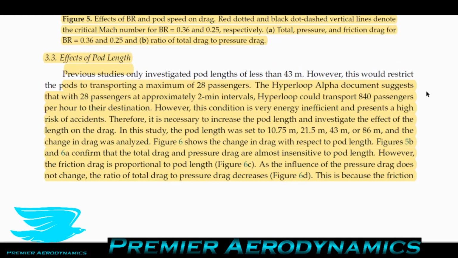So previous studies only investigated pod lengths less than 43 meters. However, this would restrict the pods to transport a maximum of 28 passengers at a time. So the Hyperloop Alpha document suggests that with 28 passengers at approximately 2-minute intervals, the Hyperloop could transport 840 passengers per hour to the destination. However, this condition is very energy inefficient and presents a high risk of accidents. Therefore, it is necessary to increase the pod length and investigate the effect of the length on the drag.